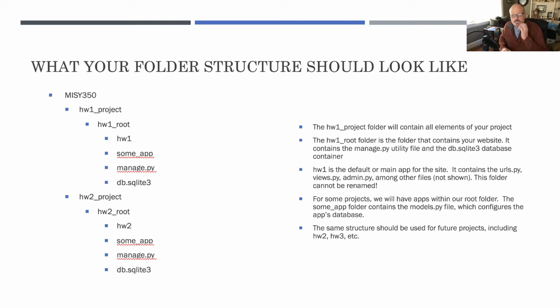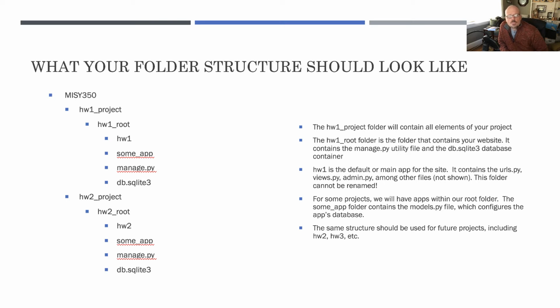Now that's an example. So let's bring this down to earth a little bit. What your folder structure would look like. For this class, your very outer folder, I want you to use MISY350, and you should create this on your desktop. I believe in one of the earlier videos I actually had you do that. Then we might have, for example, the first homework project, and we're going to call the outer folder for that homework project HW1_project. This is going to contain all of the elements of the HW1 or homework 1 project.